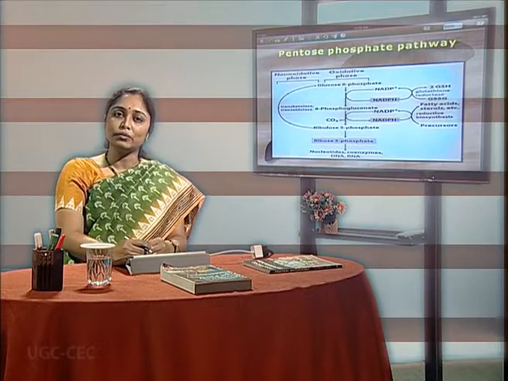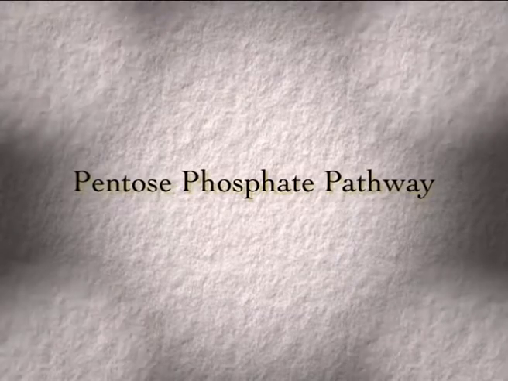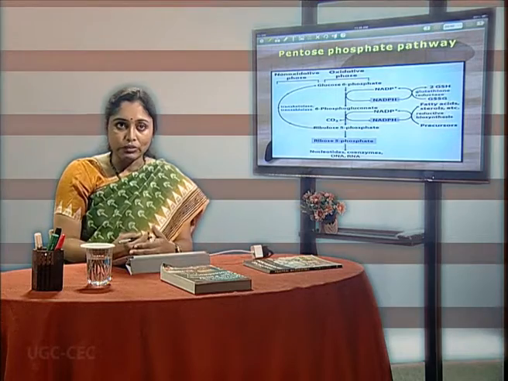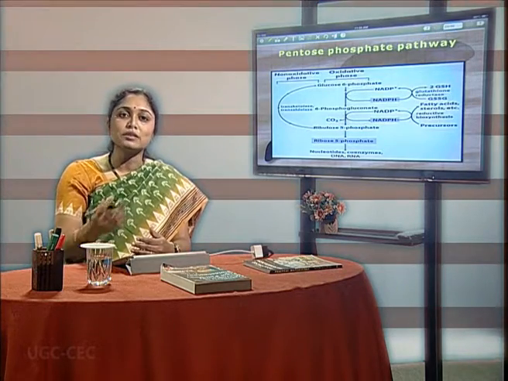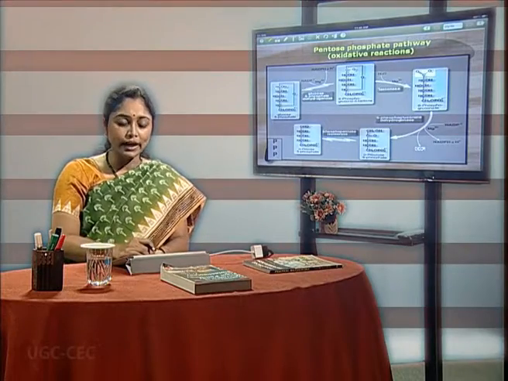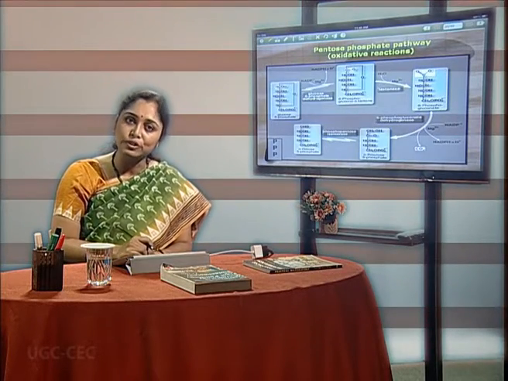Now I will describe another pathway called the pentose phosphate pathway. The glucose 6-phosphate molecule is converted to pentose phosphates by this pathway, and so this pathway is called the pentose phosphate pathway. The first few steps involve oxidation of the molecules, and thus the initial phase is called the oxidative phase of the pentose phosphate pathway. The first reaction of the pentose phosphate pathway is catalyzed by the enzyme glucose 6-phosphate dehydrogenase.